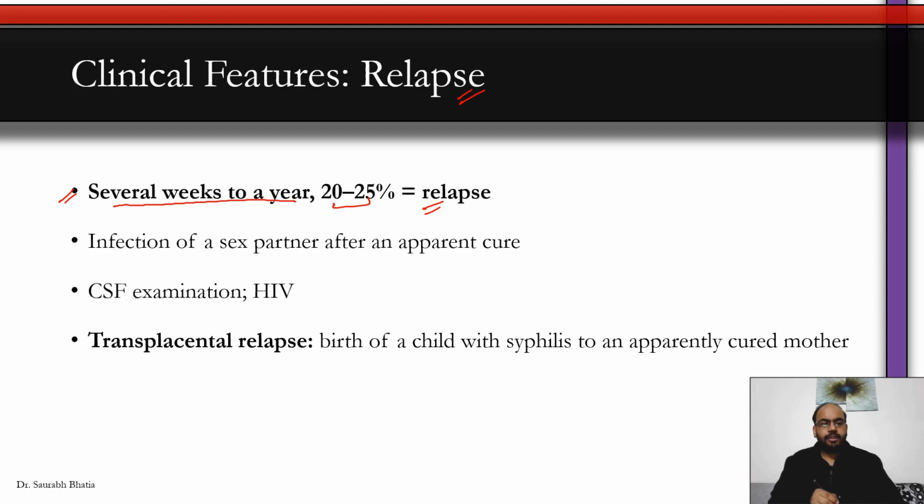For example, infection of a sexual partner after an apparent cure. So for example, you treat your patient and in their partner, primary syphilis develops. So this could be a chance. This could be a pointer towards a relapse.